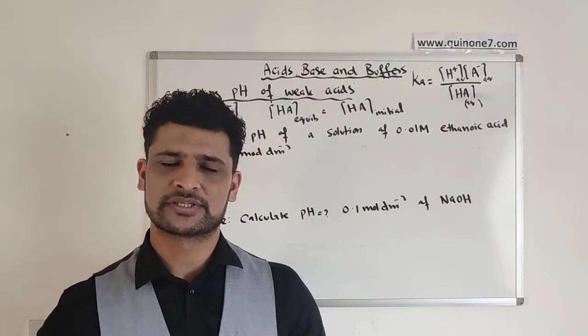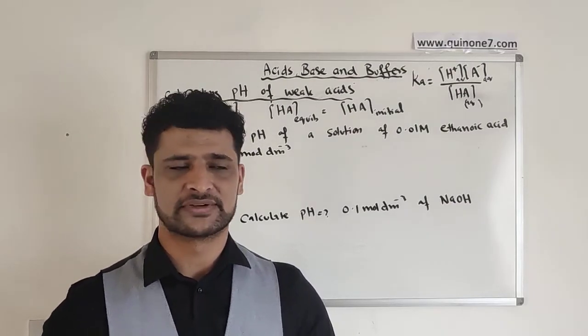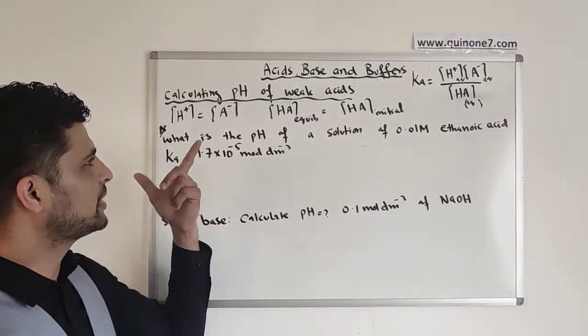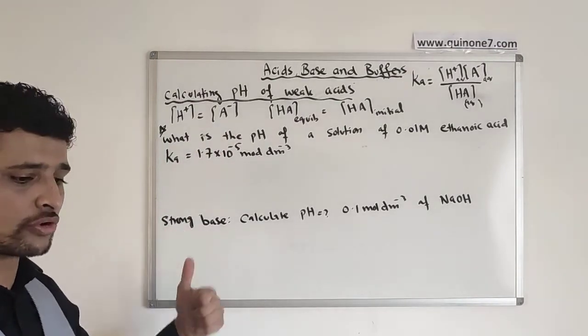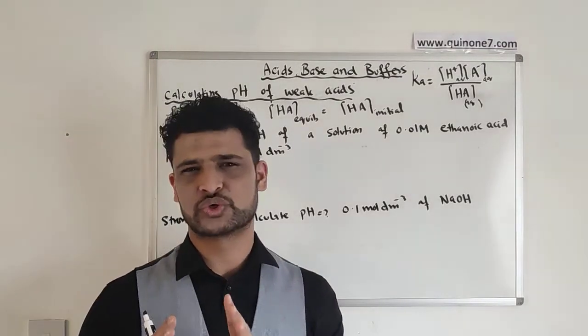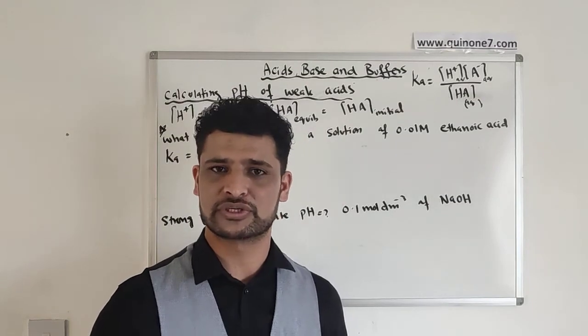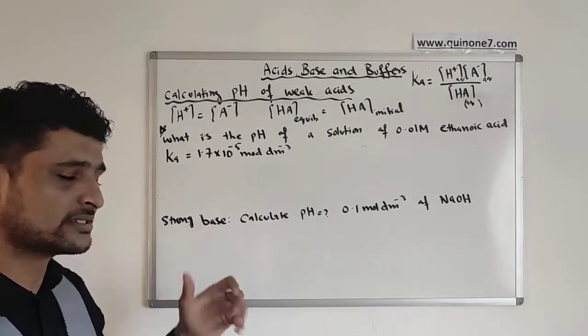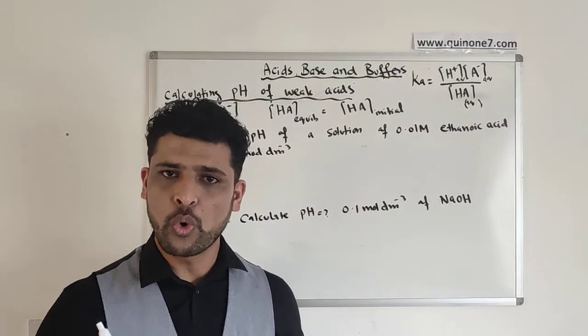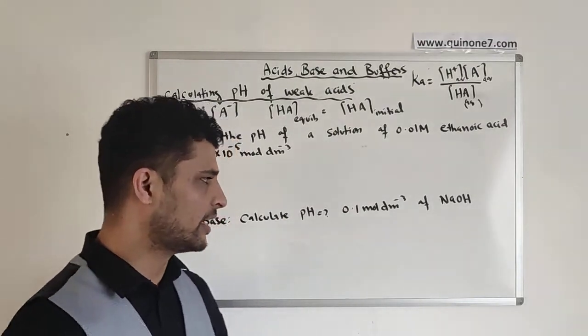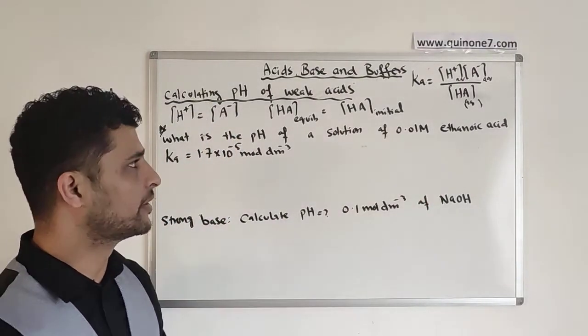Today we're going to learn about the second part of acids, bases and buffers. We will look at the pH of weak acids and strong bases. A weak acid does not dissociate completely in aqueous solution, whereas strong bases completely dissociate into OH negative ions and obviously a metal positive ion.